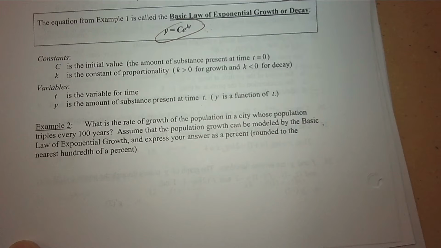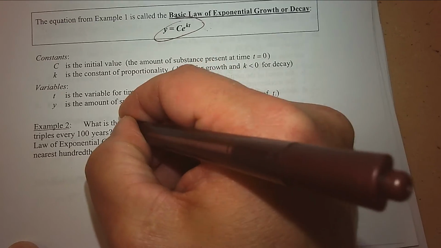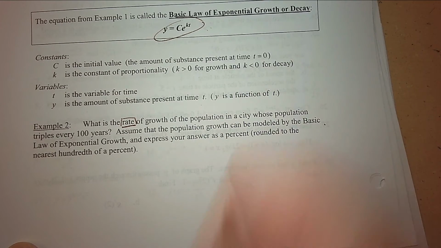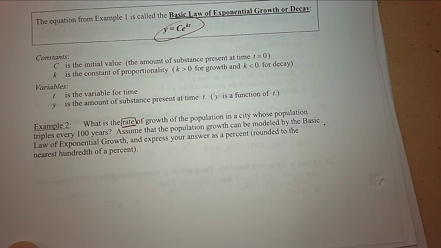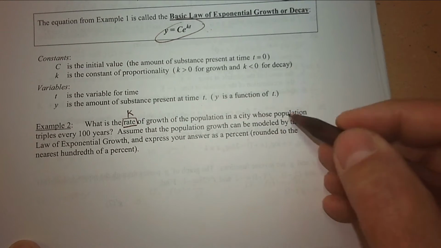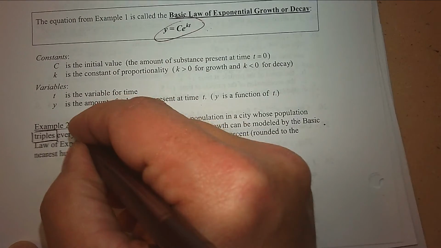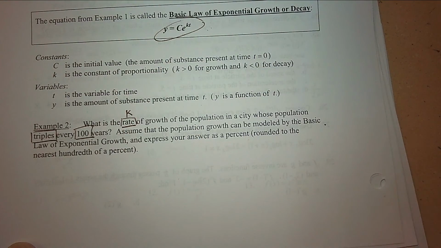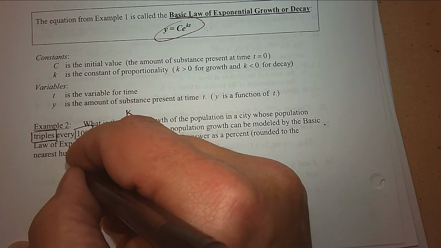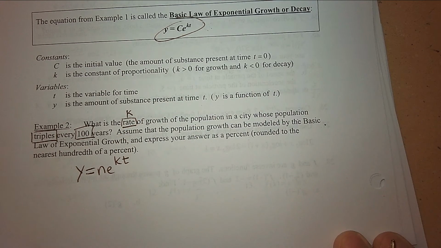So let's annotate it a bit. First you're asking for what? What is the rate? What's my unknown? y equals Ce to the kt. What letter do I not know? What variable? Rate is the k. That's what I'm looking for. In a city whose population does what? Triples every what? 100 years. Okay. So I'm going to start with y equals Ne to the kt.